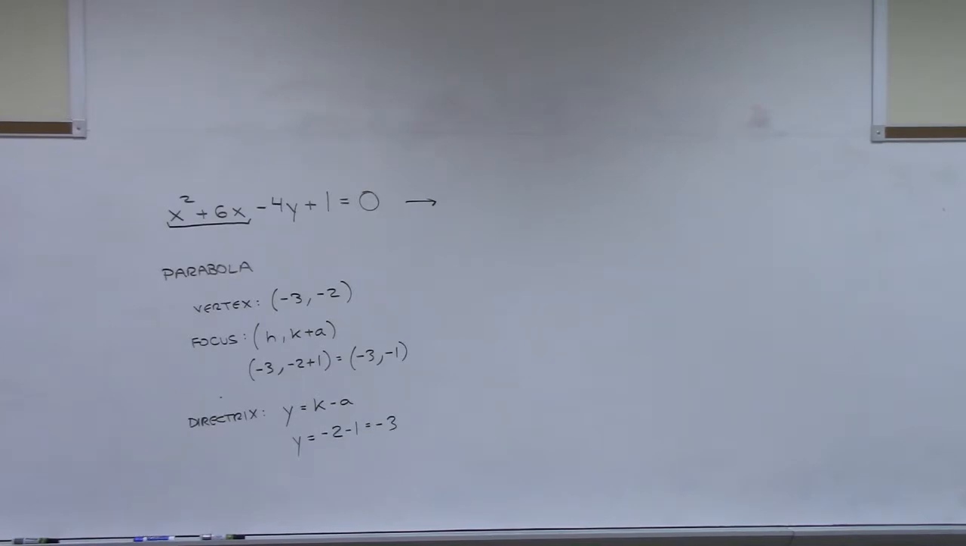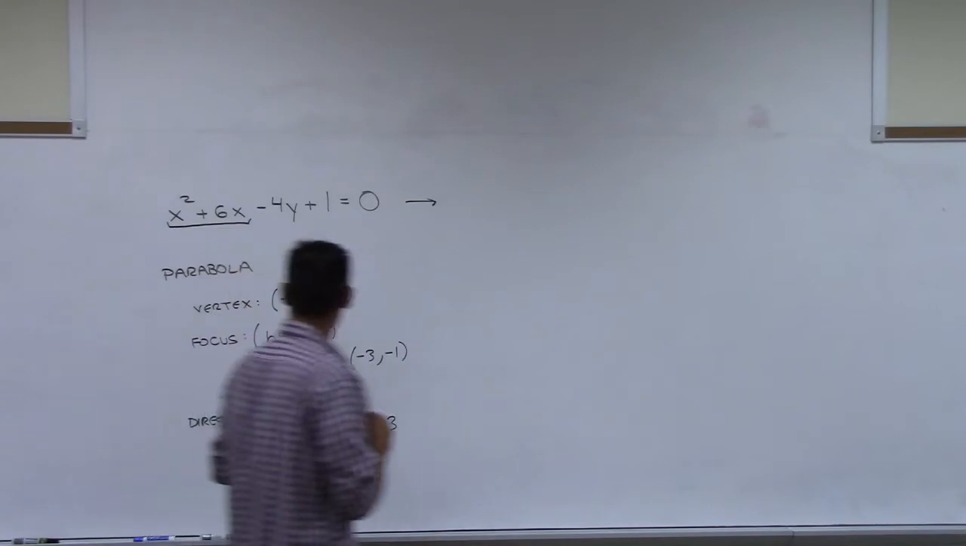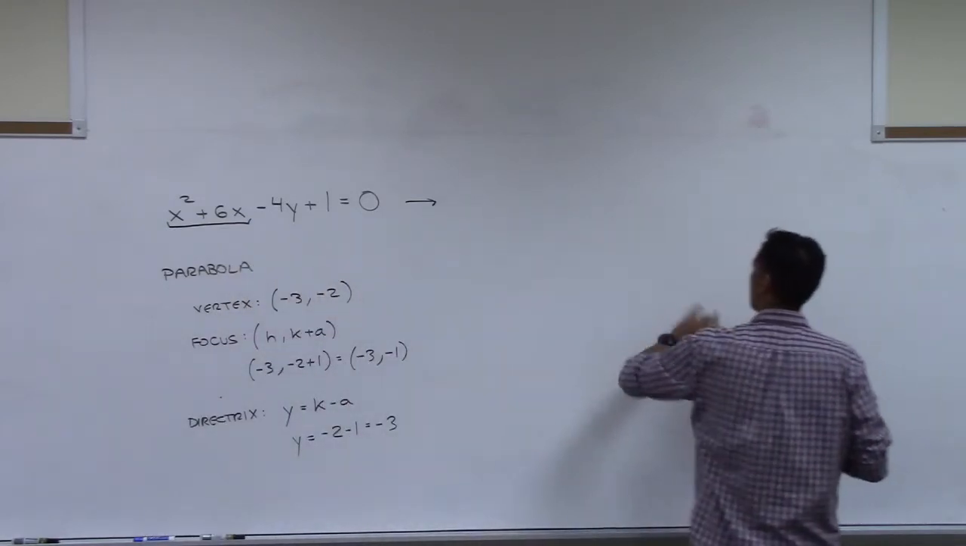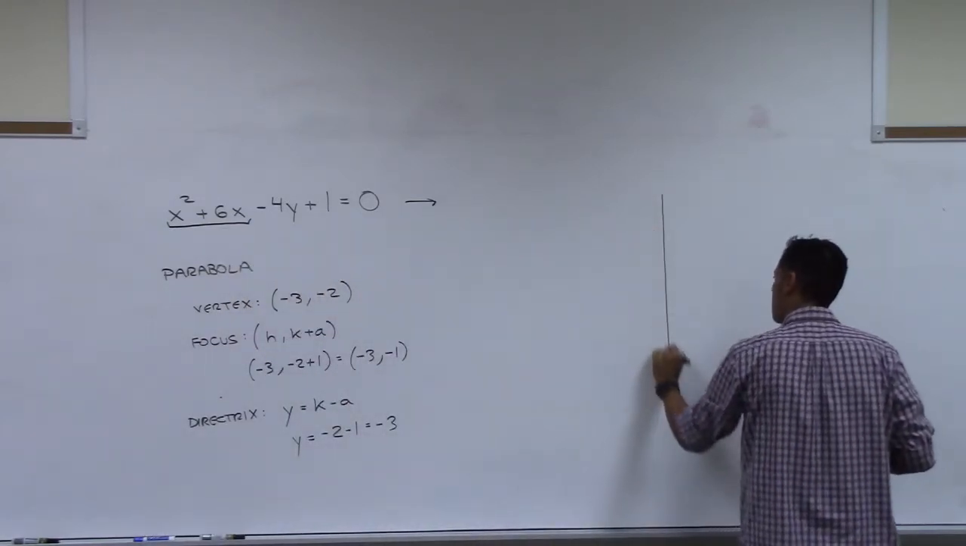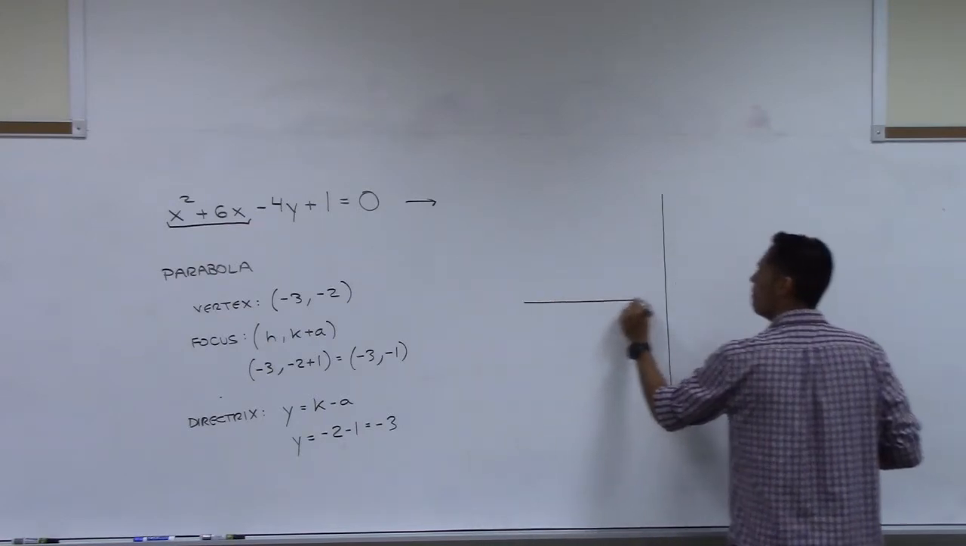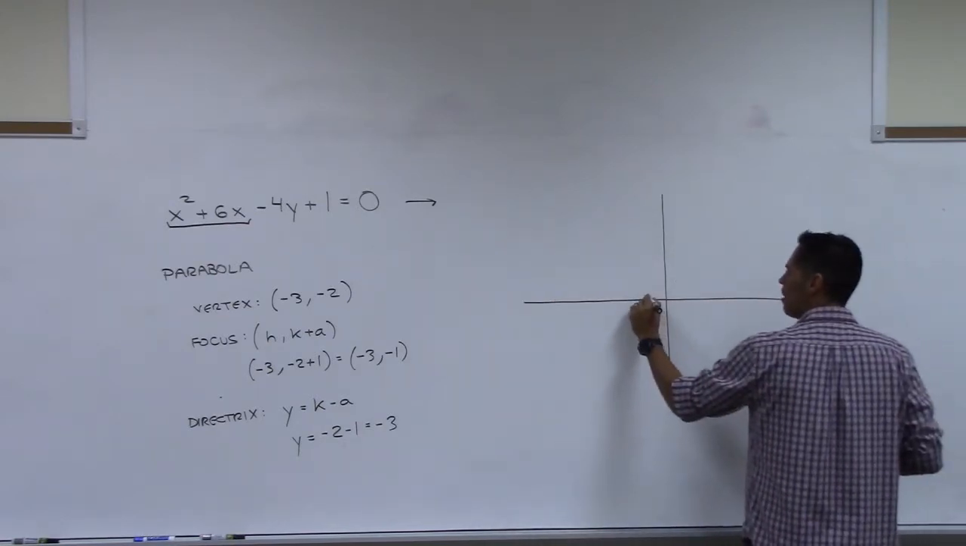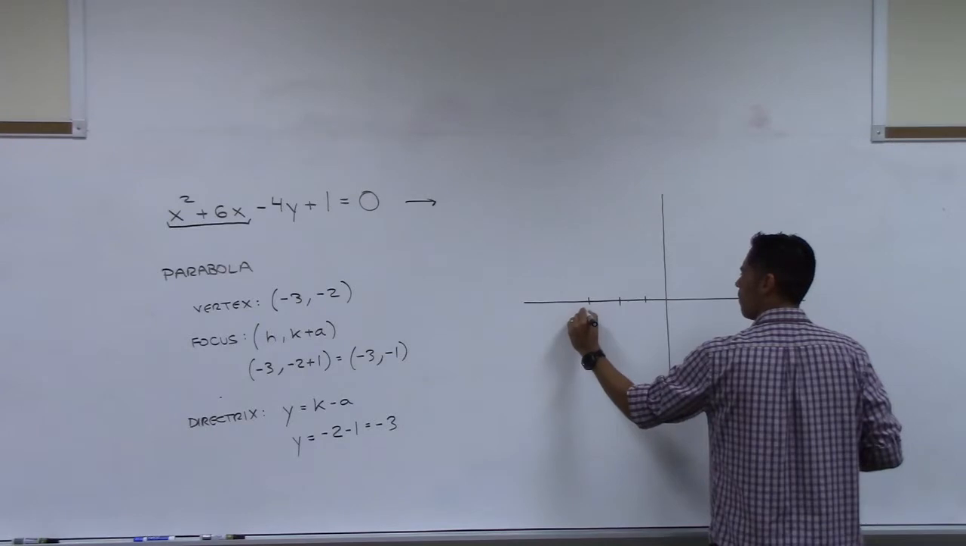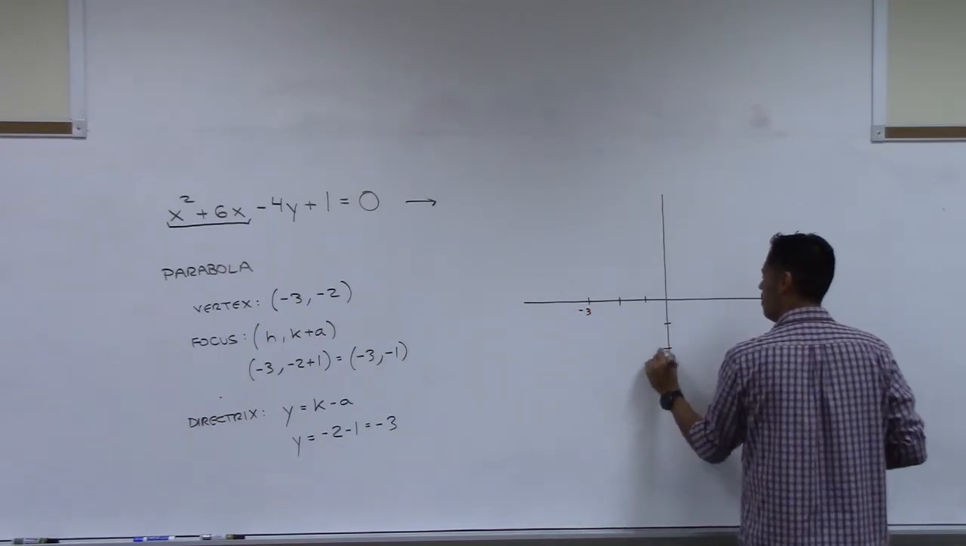All right, graph time. Let's start with the vertex. -3, -2.